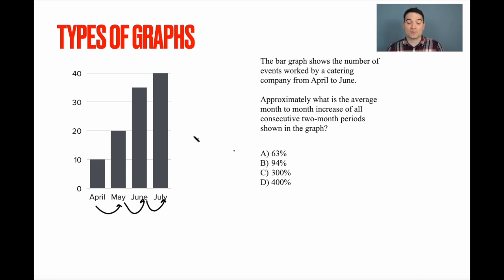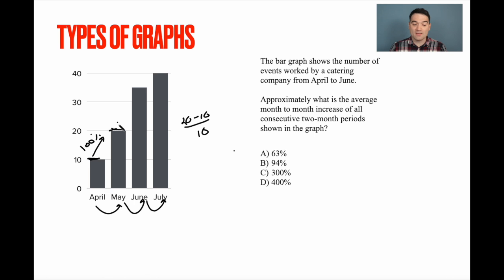So if we're talking about percentage increase, the increase from April to May is from 10 to 20. You can use your percent change formula, either the good old-fashioned one or the shortcut that we had, and find that that is a 100% increase. New minus old over old. So 20 minus 10 over 10, right? New minus old over old. And that gives us 100% or 1.